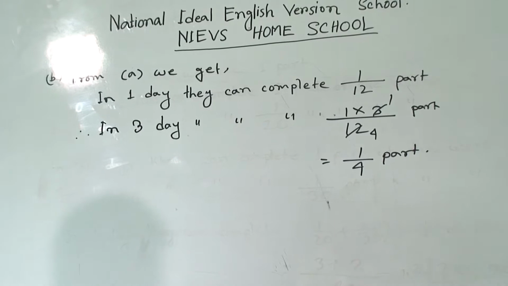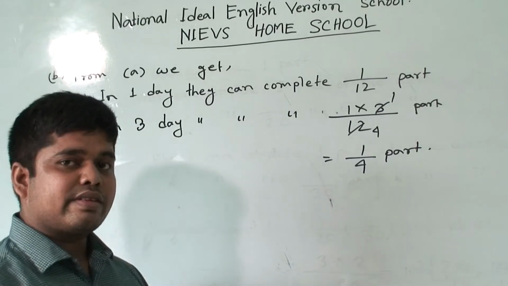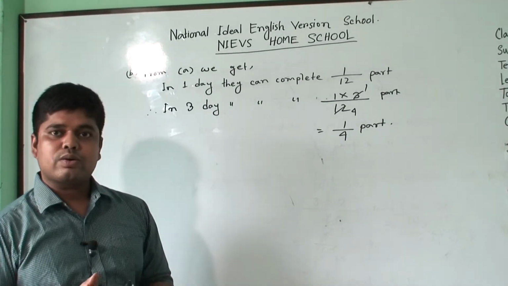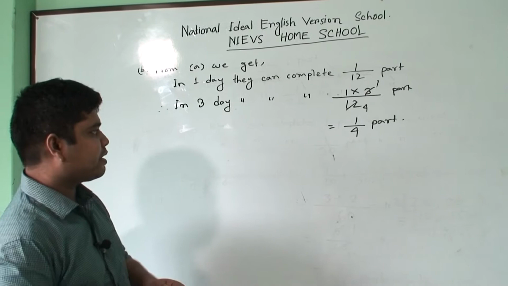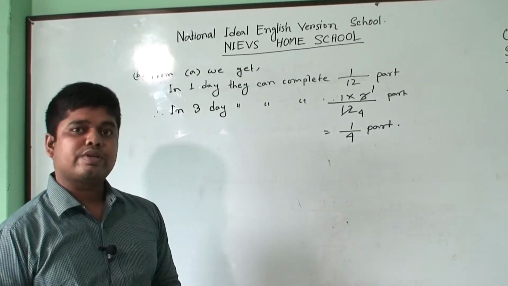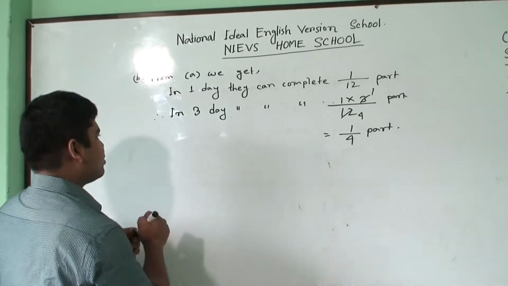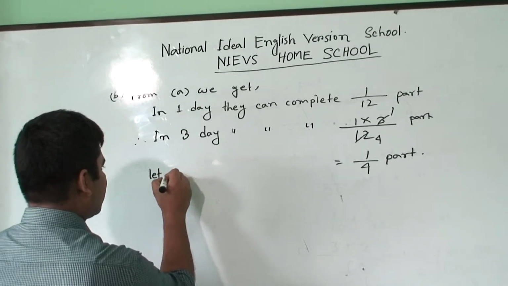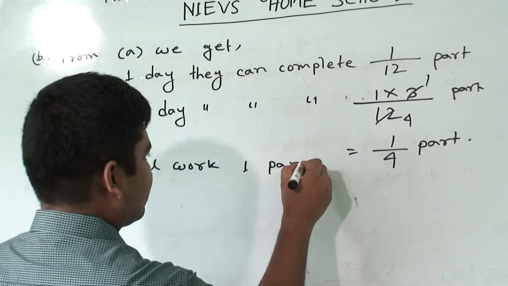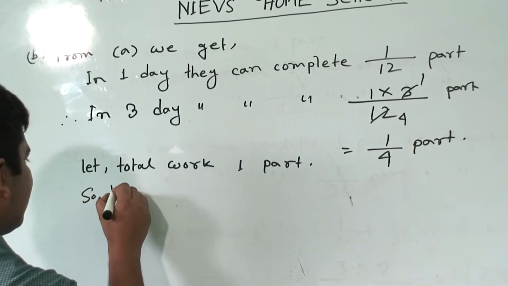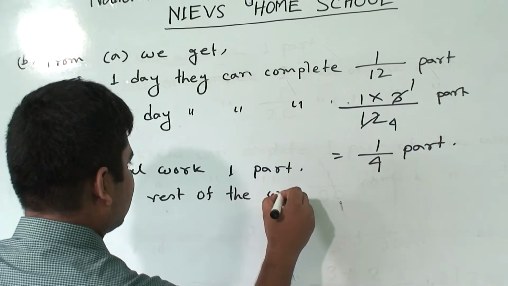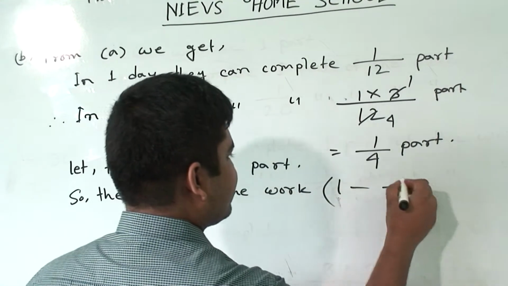Okay, now we find the rest amount of work which is done by Khalid alone. So how can we consider that the total amount of work is 1 part? So we subtract this 1 by 4 part from 1 part and we get the amount of work which is done by Khalid alone. Okay, so write let total work 1 part. So the rest of the work 1 minus 1 by 4 part.